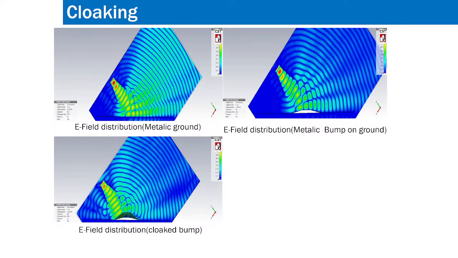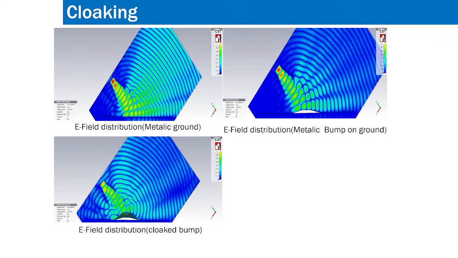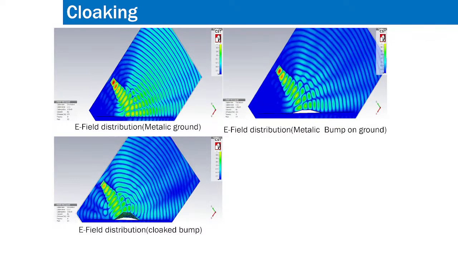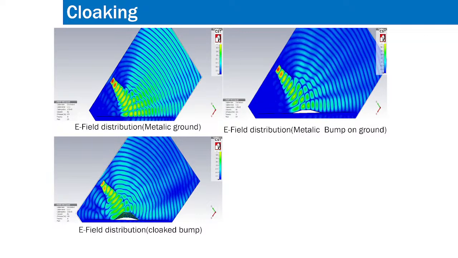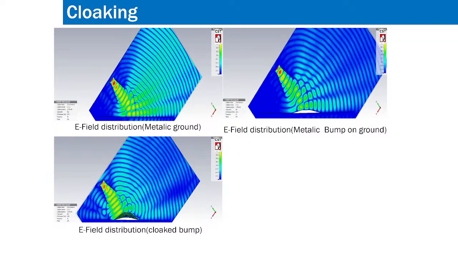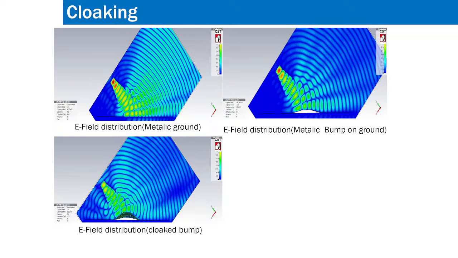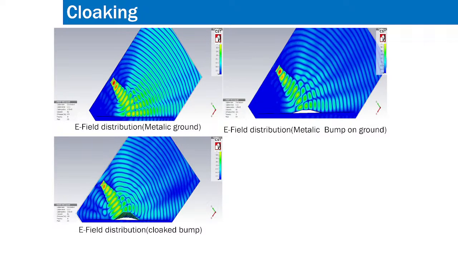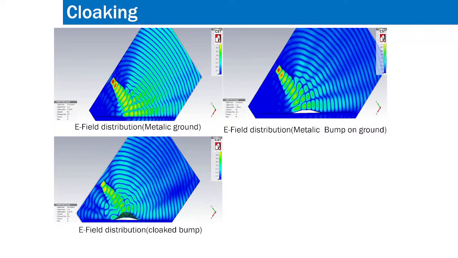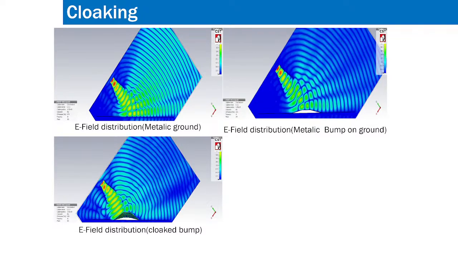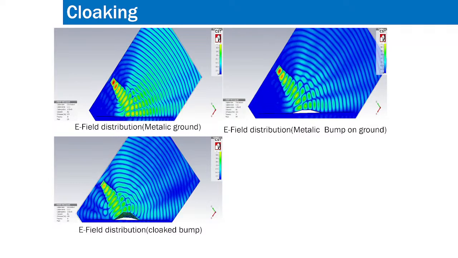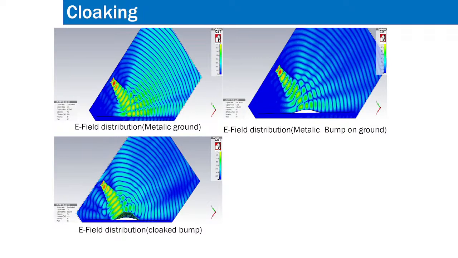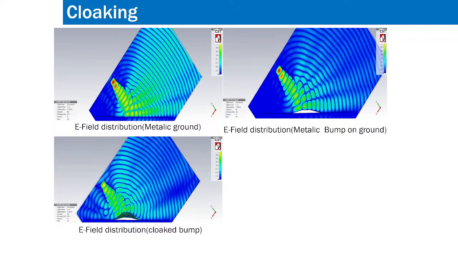The design is appropriate. So if you design it appropriately, you can see the reflected wave is similar to the reflected wave from the metallic ground plane, which means if you put such a material, then looking at the reflected wave, one cannot conclude that there is a bump. So the bump is cloaked or hidden.